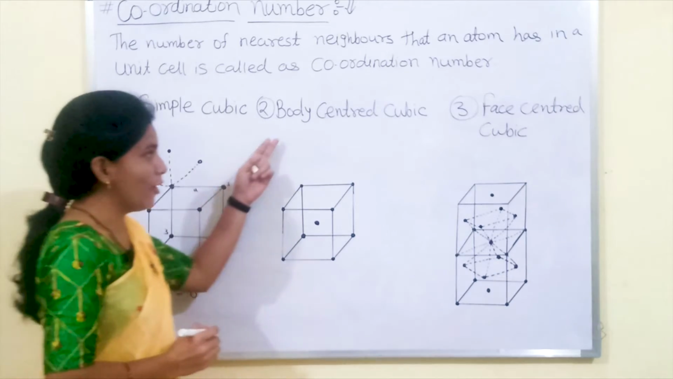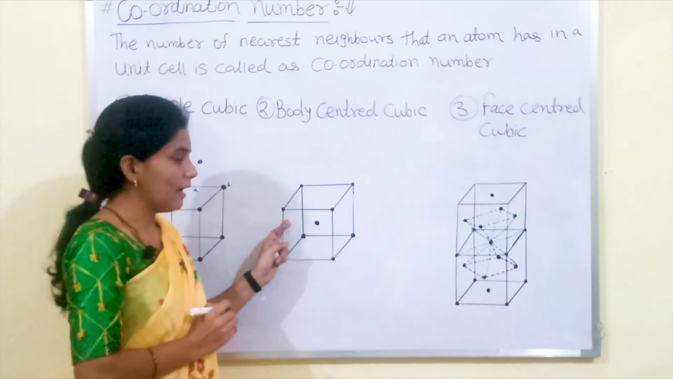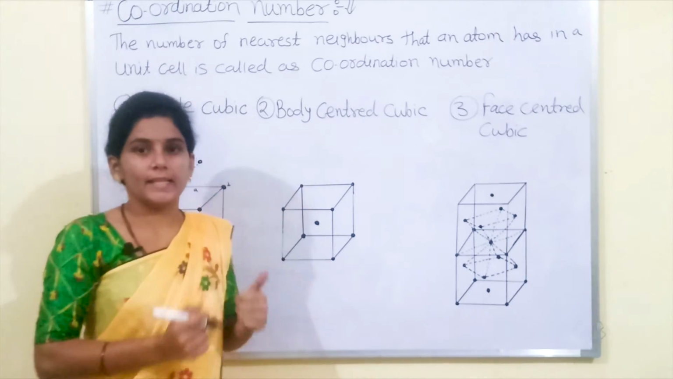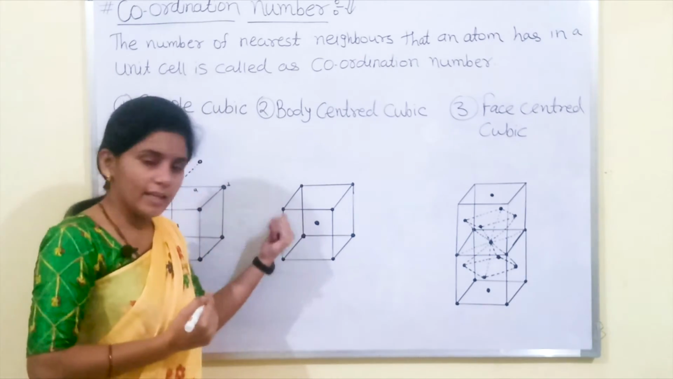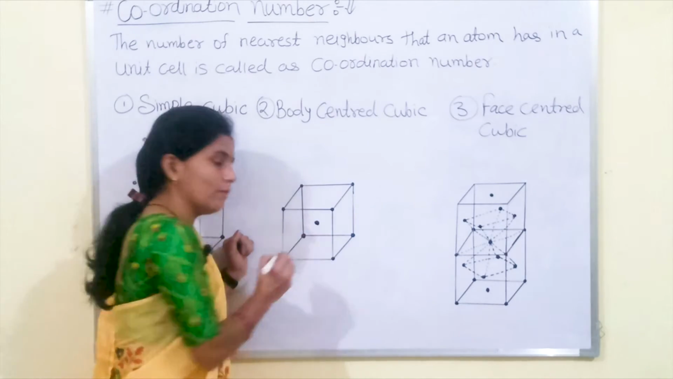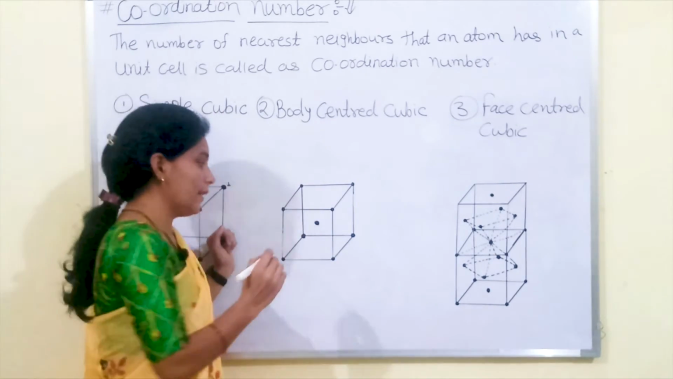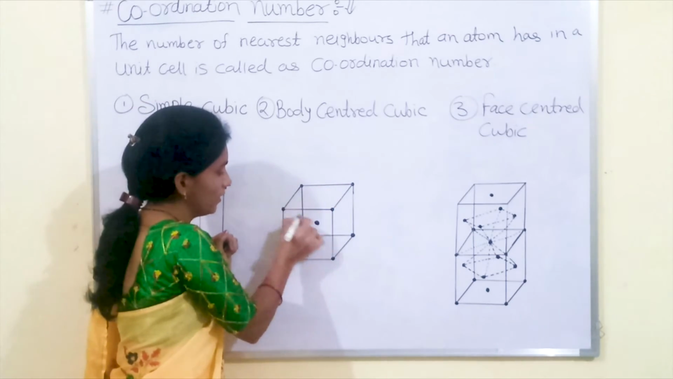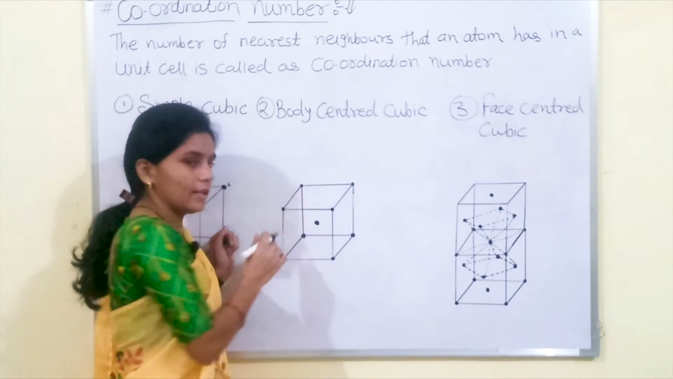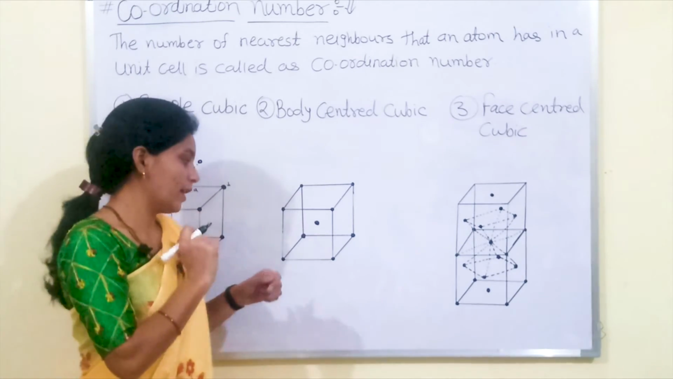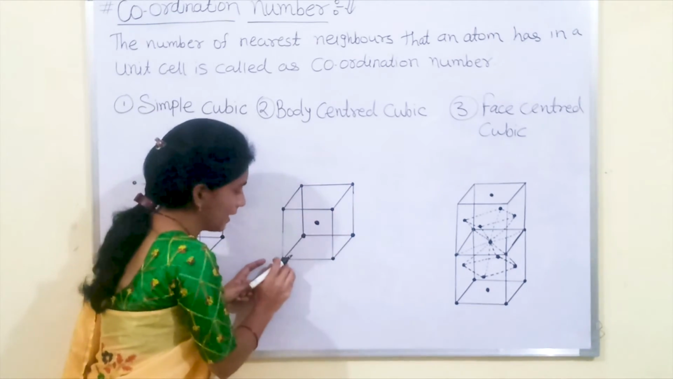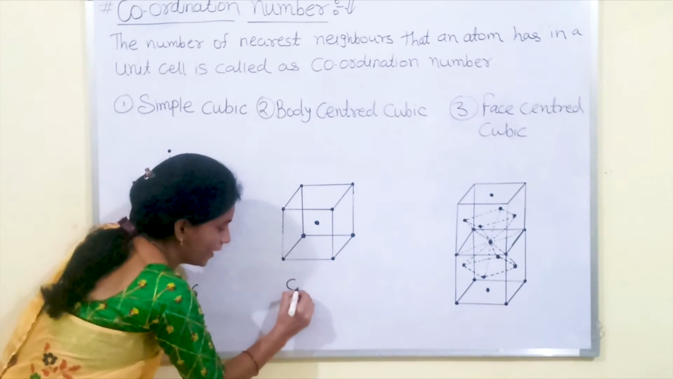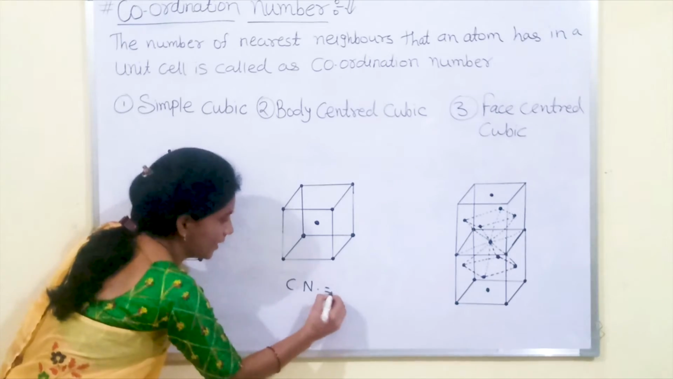In body centered cubic we know that atoms are present at the corners as well as one atom at the body center. If we consider the atom at the body center, we can see there are four nearest atoms in the top plane and four nearest atoms in the bottom plane. So very simply, the coordination number for BCC is 8.